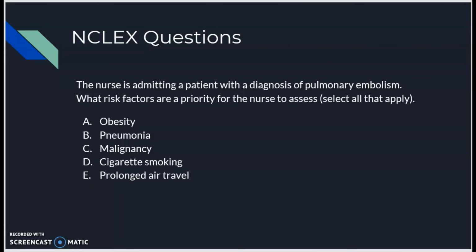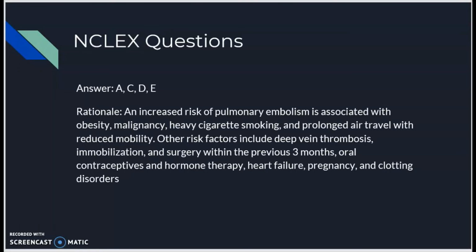The nurse is admitting a patient with a diagnosis of pulmonary embolism. What risk factors are a priority for the nurse to assess? Select all that apply. A. Obesity, B. pneumonia, C. malignancy, D. cigarette smoking, E. prolonged air travel. Answers are A, C, D, and E.